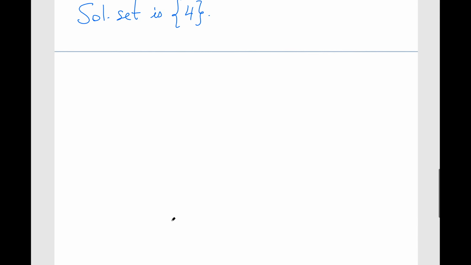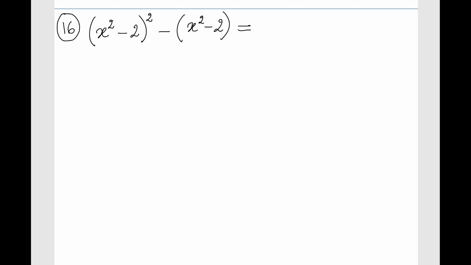All right, next. Let's go to the same page. How about going to number 16? It's pretty much close to this. So here we have x squared minus 2, quantity squared, minus x squared minus 2, equals 6.